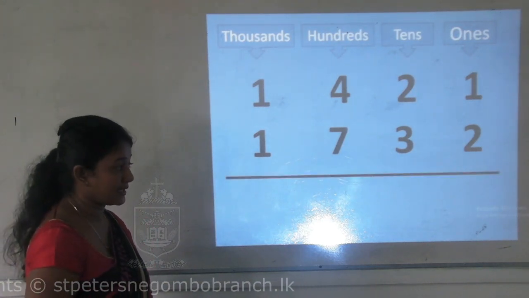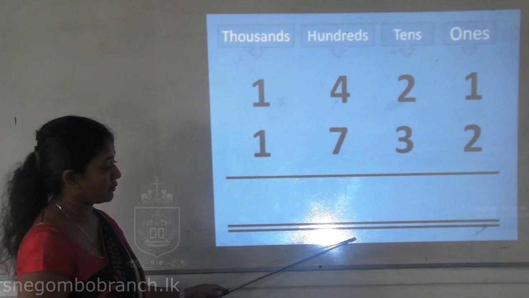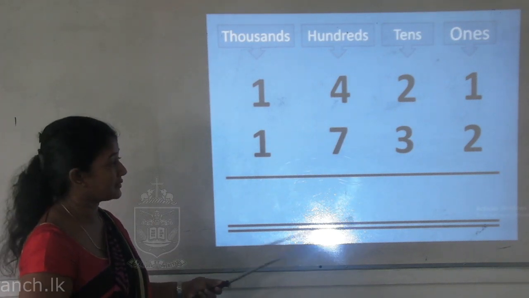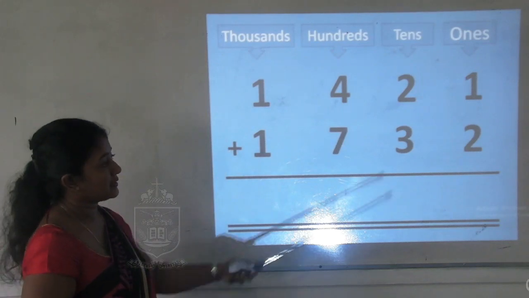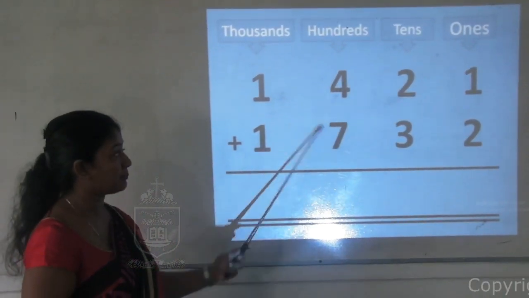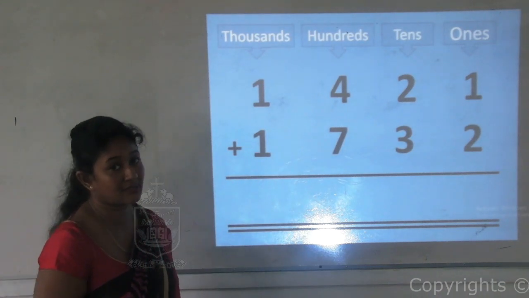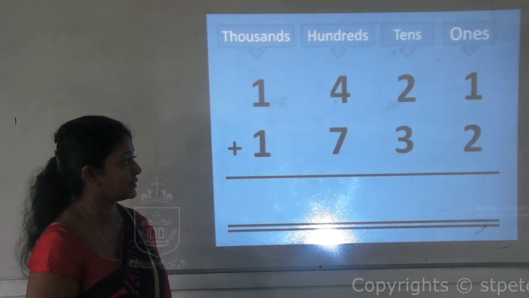Yes, we have to draw the line, and we have to draw two lines for the answer, and remember the plus mark. Right, the numbers are in order in proper places. So now it's easy for us to add these two numbers.